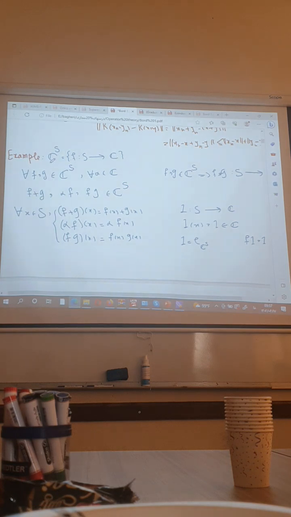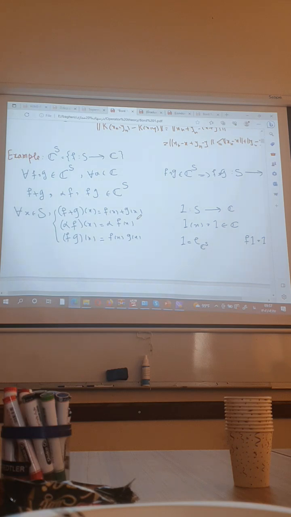For this, we want three operations: addition, scalar multiplication, and multiplication, okay? We define these three operations for any f and g in this set. What is f plus g? f plus g is a function such that for any x in S, (f+g)(x) equals f of x plus g of x.